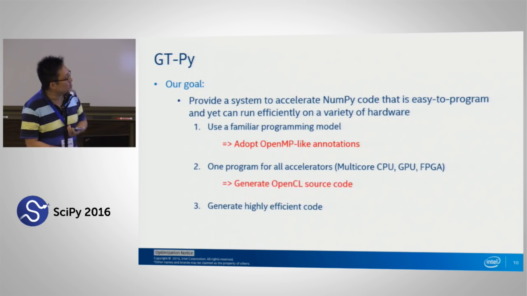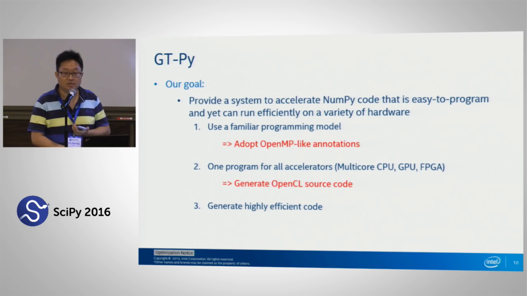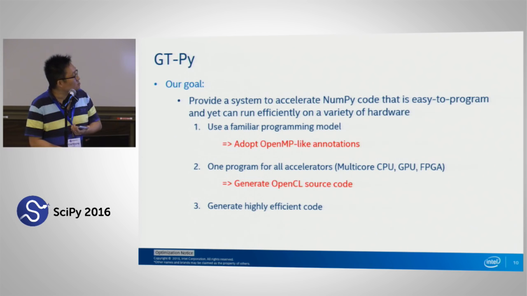Looking at that, it seems that OpenCL is the one that works on all these platforms. So we decided to generate OpenCL code. And then we want to generate highly efficient code. So like other projects, we use a just-in-time approach plus some domain-specific optimizations that we are going to do later.